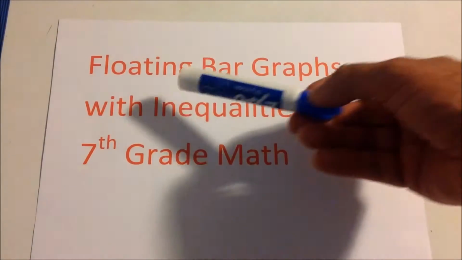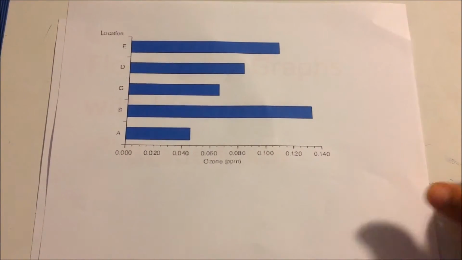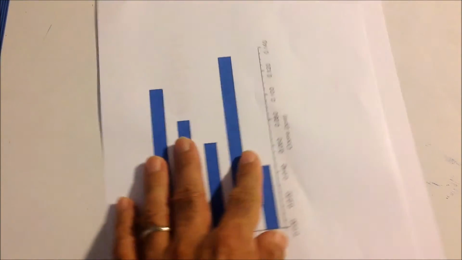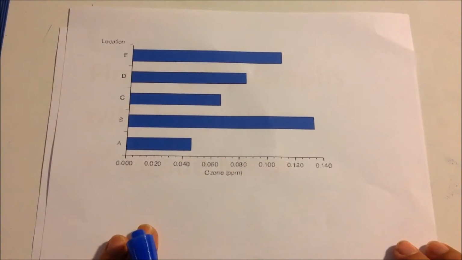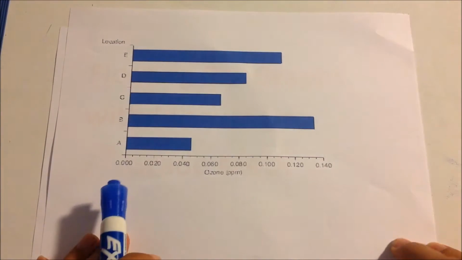Okay, here's our video on floating bar graphs. Okay, so we're familiar with bar graphs, right? This is a bar graph. This is a horizontal bar graph. They don't have to be horizontal. They could be vertical like this. Normally you'll see them vertical. So again, vertical or horizontal. And you notice they start at 0 and they move up. But in inequalities, they don't always start at 0.